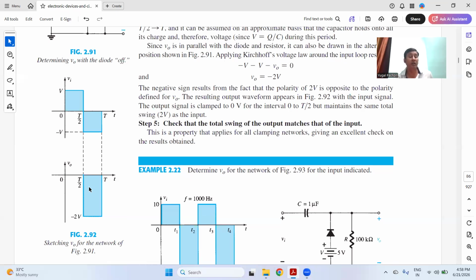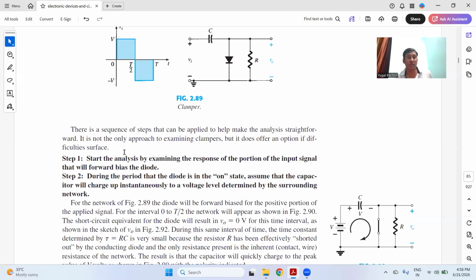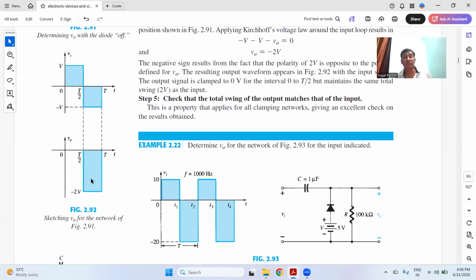also, and from the source also. That's why you're getting the output as 2V. Whereas the applied voltage was only V, and you're getting the output as 2V here. So you can understand the operation of the diode. And if the polarity got reversed, then you will get the output with the opposite polarity.